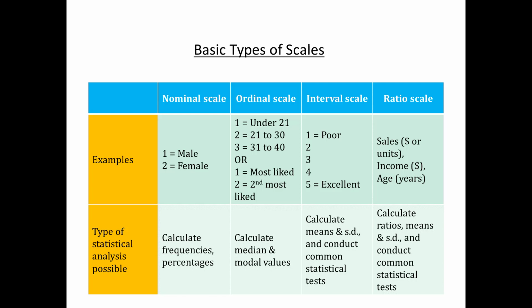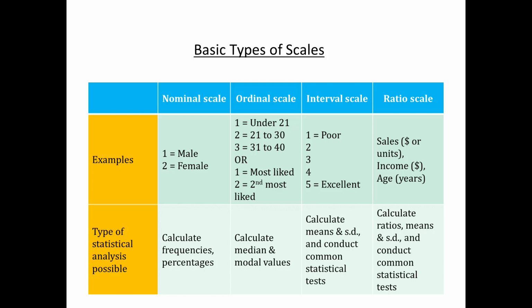The big advantage of ratio scales is that you can do pretty much any kind of analysis you want, including taking ratios of numbers. The reason you can do that is that it has a real 0 point. That is, if someone says they have zero income, it means there is an absence of income.